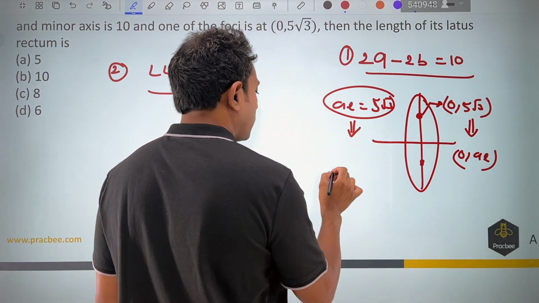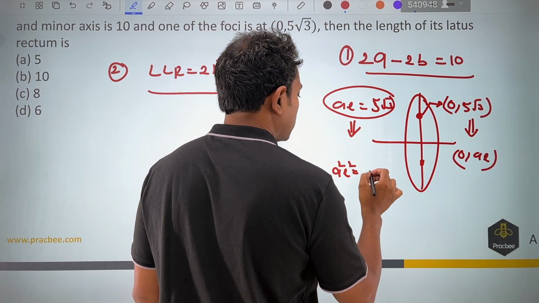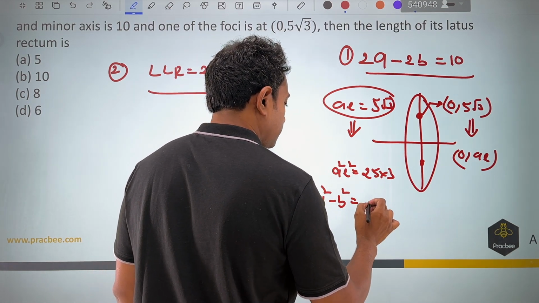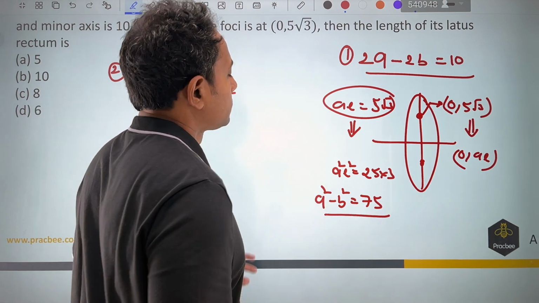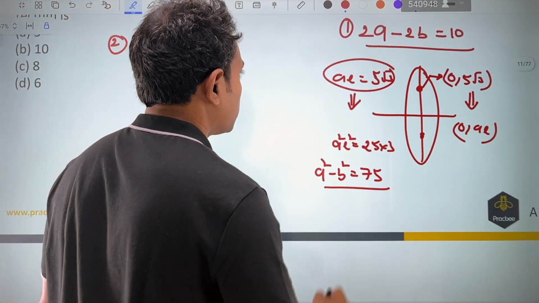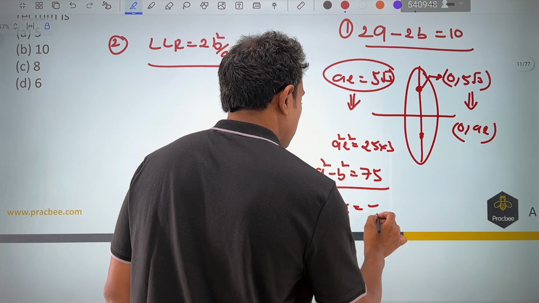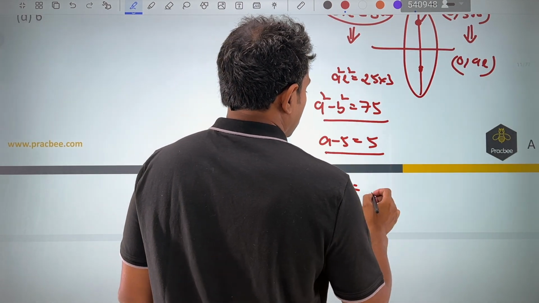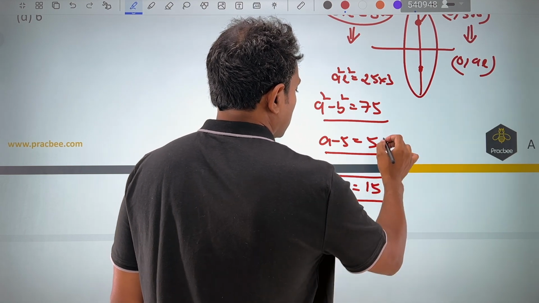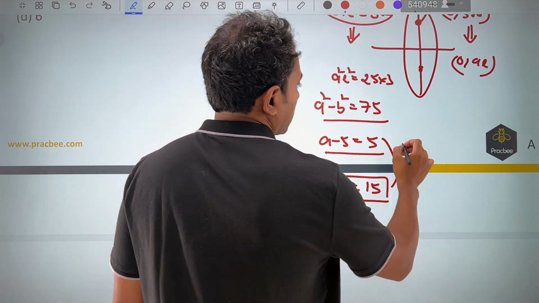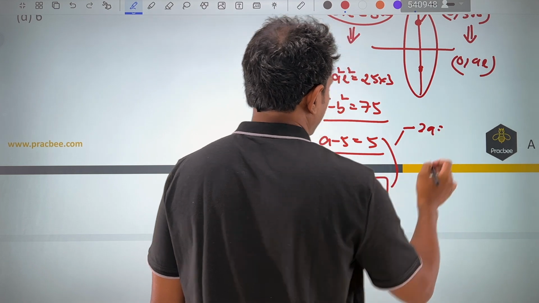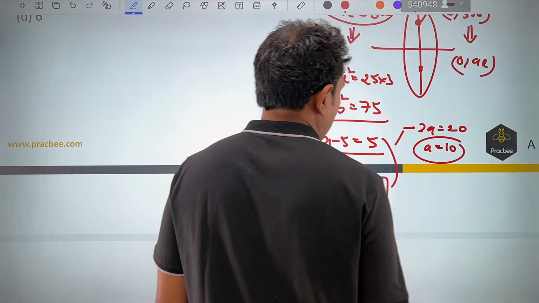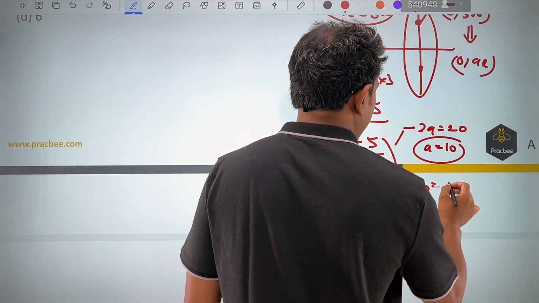We can square this up, and I already told you that this is a very important result. To understand that, this will be equal to a square minus b square. This will become 75. Now the value of a minus b is nothing but 5. So if I divide these two statements, I will get the value of a plus b, that will be equal to 15. Now if I add these two, I get the value of a. So if you add, you get the value of 2a, and that would be nothing but 20. So a comes out to be 10, and from here the value of b becomes nothing but 5.